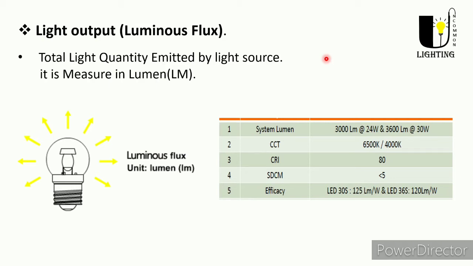Here I'm also attaching a chart. Whenever you are studying any light product, there will be a technical data sheet. In that technical data sheet, the lumen term is always mentioned. So the wattage and lumen are always there. That particular wattage has such an amount of lumen output. So lumen is basically the output of a light source.